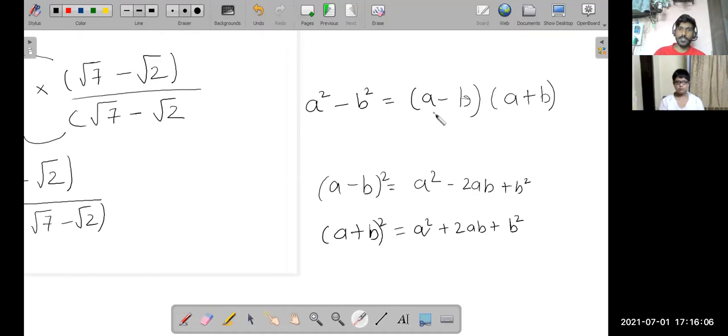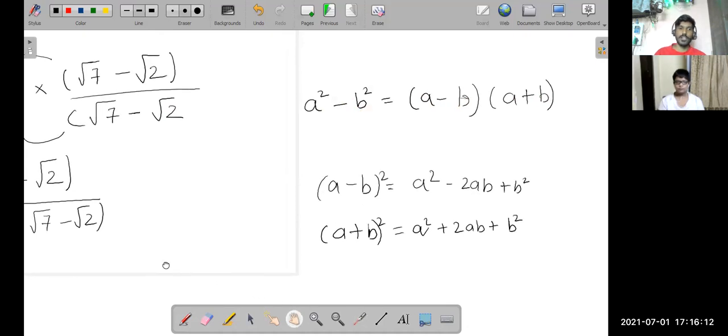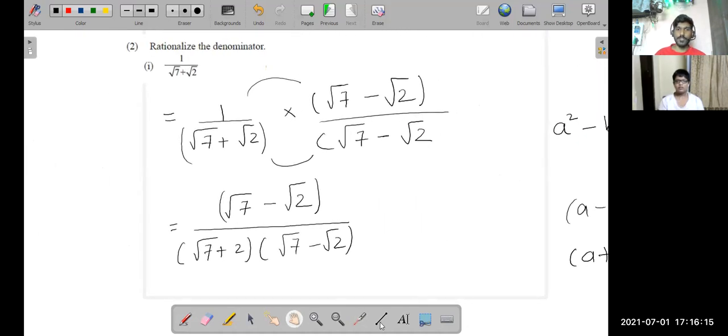Okay, so we'll be using this formula here, but in the reverse order. That means a minus b, a plus b is given, and you have to substitute it with a square minus b square. Now look, come back to this sum here. We did rationalizing the denominator. You took the conjugate and multiplied in the numerator and the denominator.